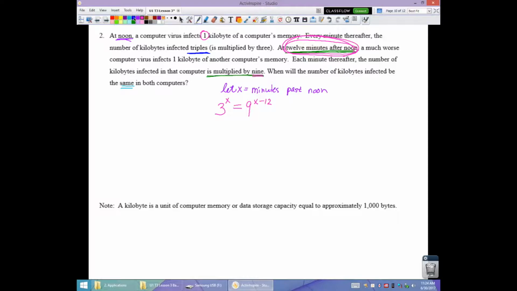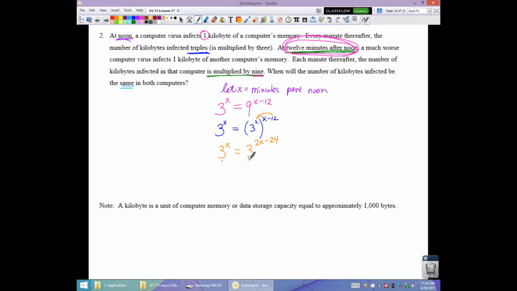Going through the same steps as the last problem, we need common bases. Well, 3 and 9 can both be written as powers of 3. So we leave 3 to the x as is. We change 9 into 3 squared, and I still have exponent x minus 12. Power to a power says I need to multiply the 2 times the x minus 12. So 3 to the x is equal to 3 to the 2x minus 24.